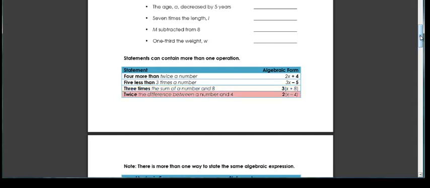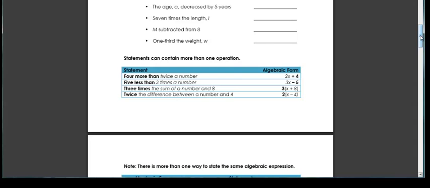Okay, the last example here says twice the difference between a number and 4. So if you're looking up at your chart, the difference means subtraction, and it says between a number, which will be our x, and 4, so you're going to have x minus 4, and then you're going to have twice that. So you have 2 times x minus 4. So these statements can be more complicated, but hopefully between these examples and the table from above, you'll be able to dissect them and get them over to the algebraic form.